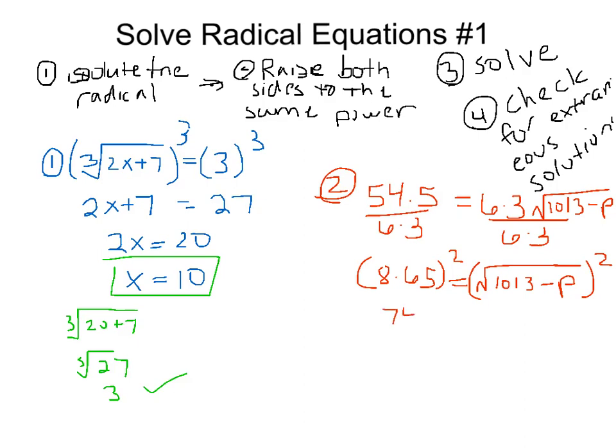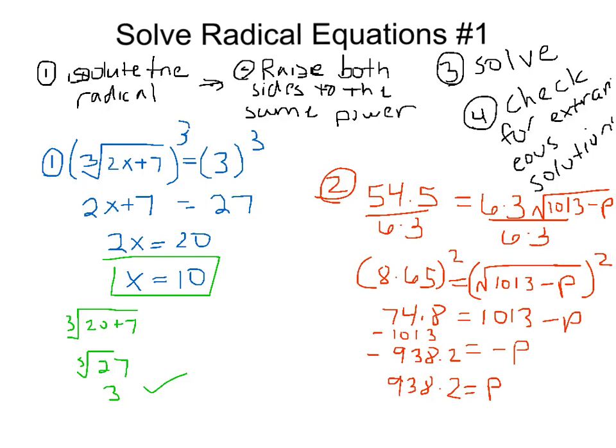8.65 squared is 74.8, and that's going to be equal to 1013 minus p, because when I square the square root it goes away. Going to subtract 1013, so we're left with negative p equals negative 938.2, so we know positive p is equal to positive 938.2. Again, we'll plug that in, so you can type that straight into your calculator. 1013 minus 938.2, take the square root of that, and then multiply by 6.3, and you'll end up with 54.5, and so that is our solution.